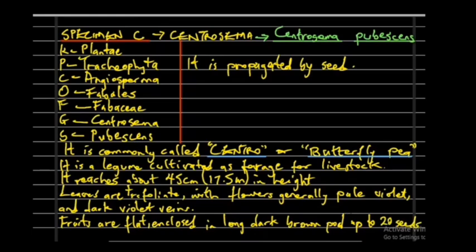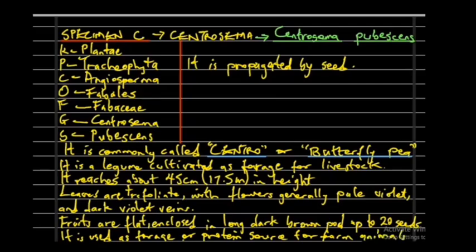Like I said earlier on, it is used as forage and as a source of protein for grazing animals. So animals feed on it. It is used as forage or protein source for farm animals.